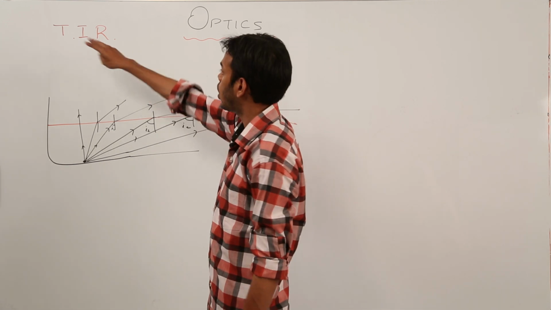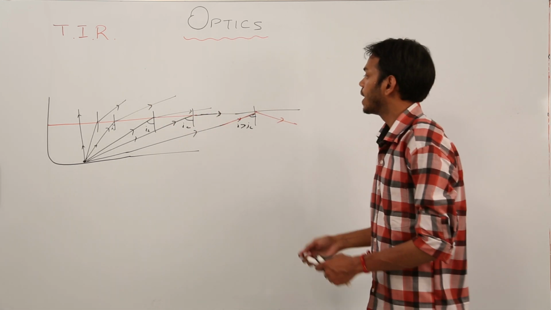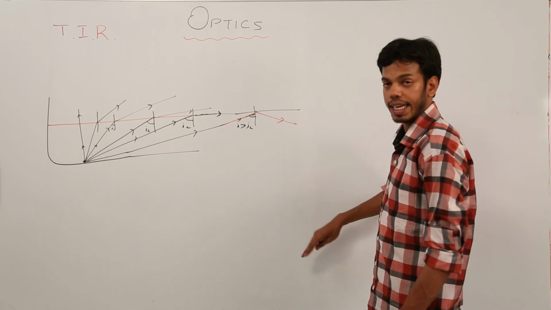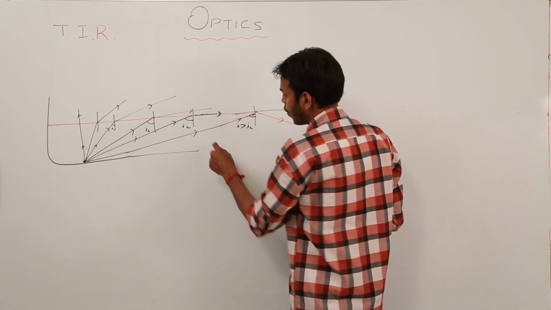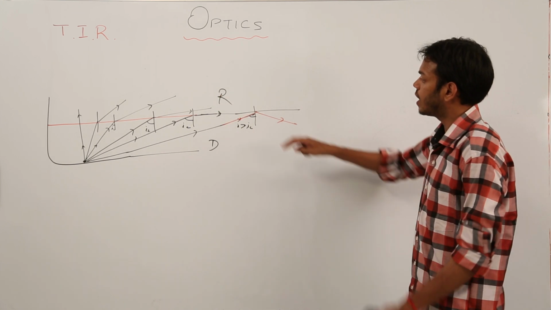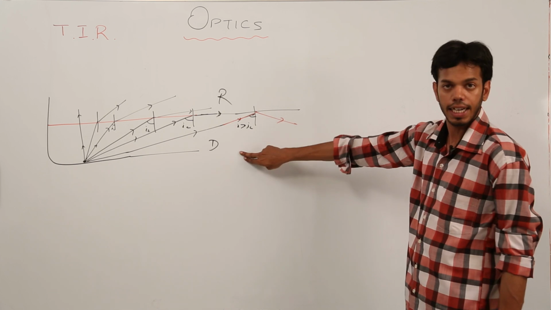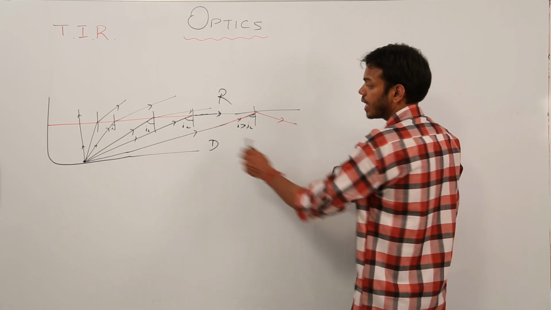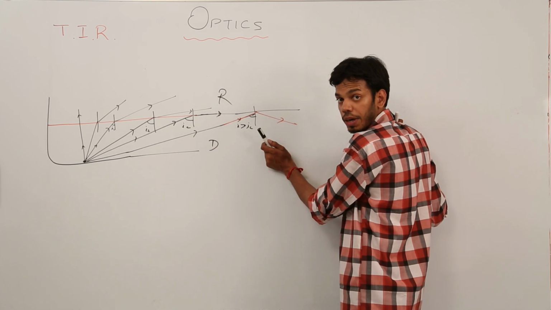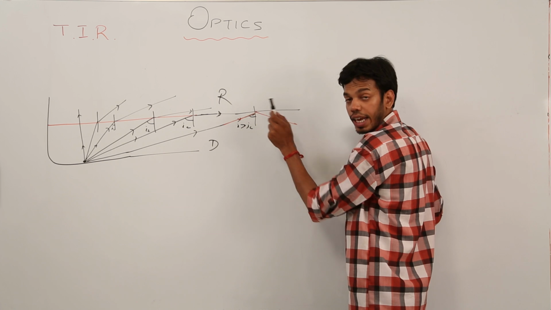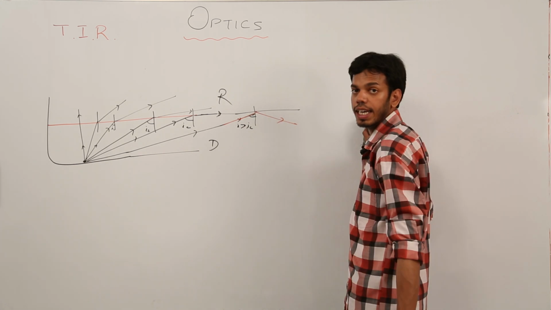The phenomenon of, mark my words, the phenomenon of reflection of a light ray in the denser medium, because light was traveling from where? From denser to rarer, right? So the phenomenon of reflection of light in the denser medium from the interface, when the ray traveling in the denser medium towards the interface is incident on the interface at an angle which is greater than the critical angle.